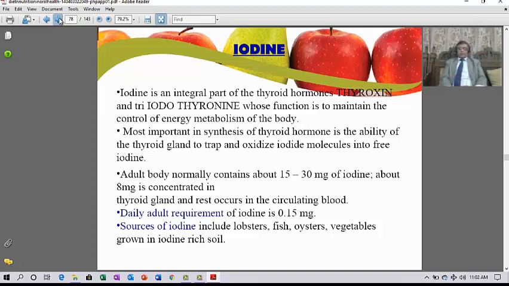We come to the next topic, which is iodine. Iodine is an integral part of thyroid hormones, thyroxine and triiodothyronine, whose function is to maintain the control of energy metabolism of the body. Most important in synthesis of thyroid hormone is the ability of the thyroid gland to trap and oxidize iodide molecules into free iodine.